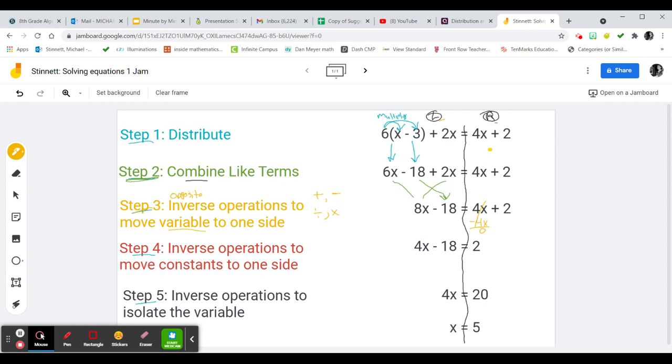Now what I have to do, though, if I did it on the right side, I have to also do it on the left side. So I subtracted 4x from the right side.